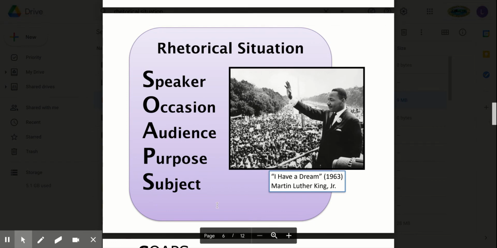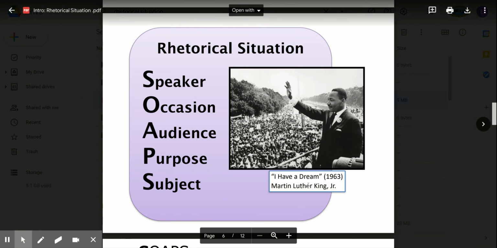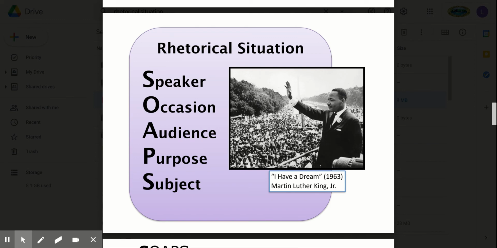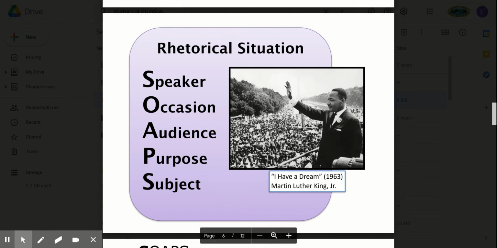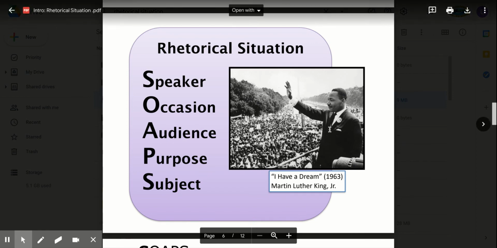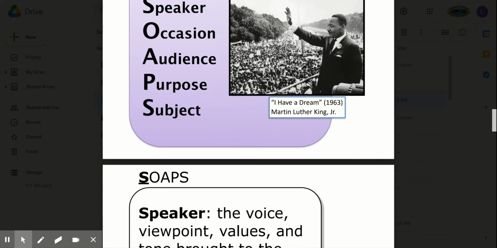And to show you what each of these means, I'm going to use perhaps one of the most famous speeches of all time, I Have a Dream, 1963, Martin Luther King Jr. Also, we have Monday off. It is Martin Luther King Day, the 18th. So that just reminded me seeing this picture. So this is very timely.